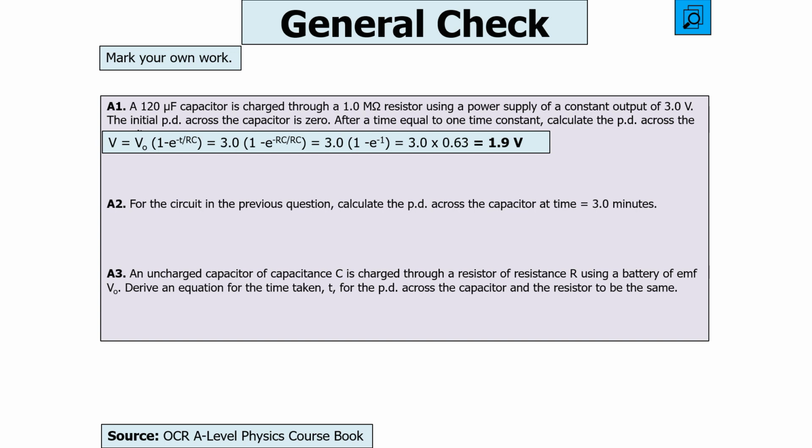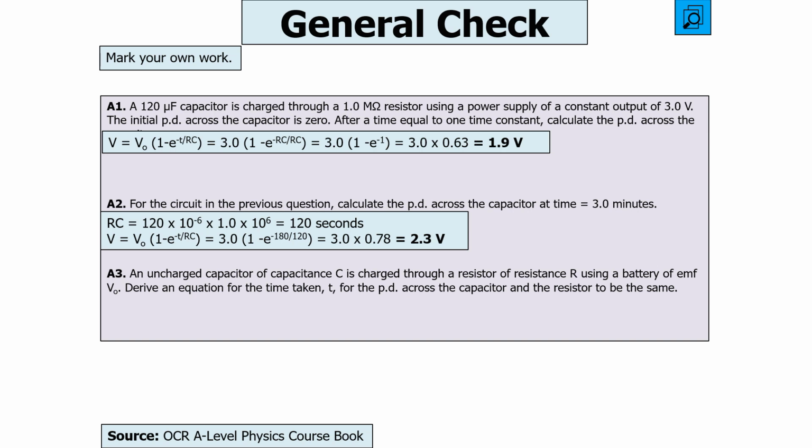Pop that through and we get 1.9 volts. This next question, we can see what our time constant is because we've got R and we've got C, so we can work out the time constant to be 120 times 10 to the 6. Okay, so minus 6, my apologies, because it's microfarads, times by 1 times 10 to the 6 because it's mega ohms, so we get 120 seconds.